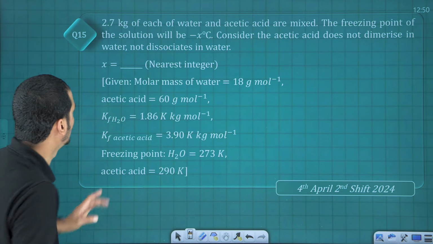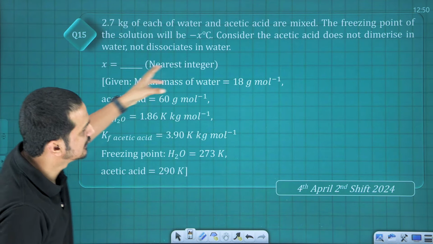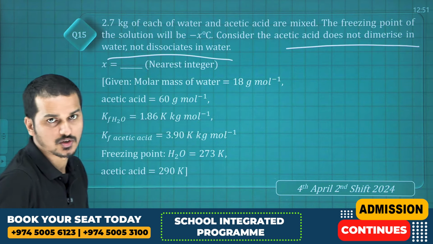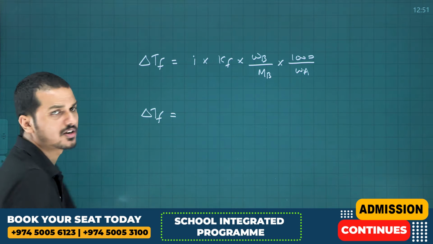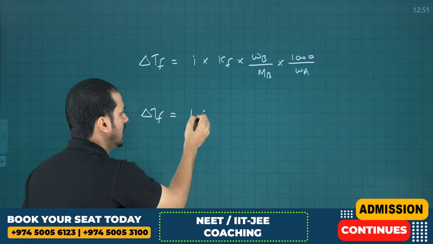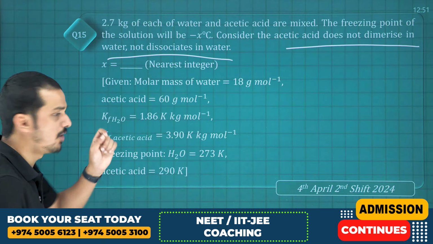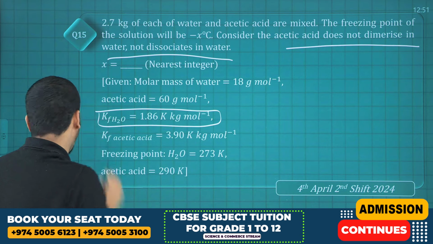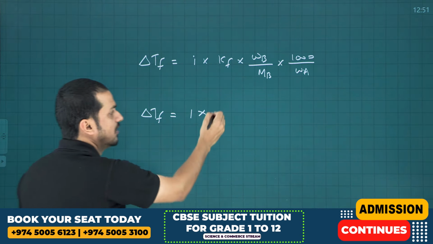What about the i value? They are telling that acetic acid does not dimerize in water, does not dissociate in water. So that means it is not dimerizing. So the i value is 1, into the KF value. Water is the solvent, so water's KF value we require, that is 1.86.